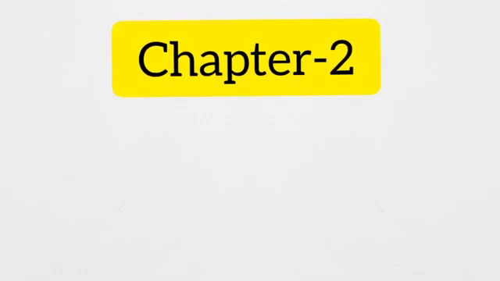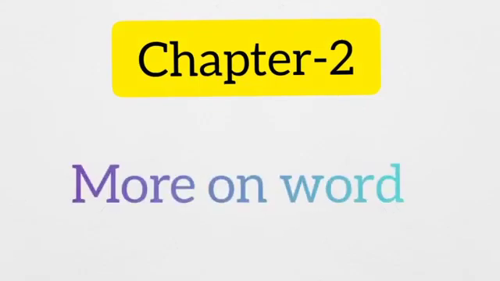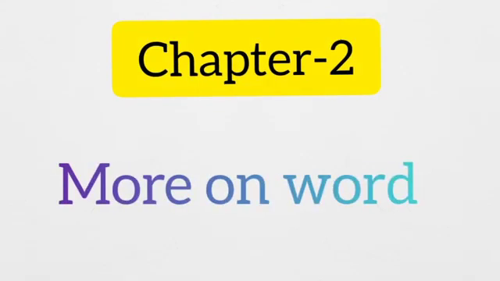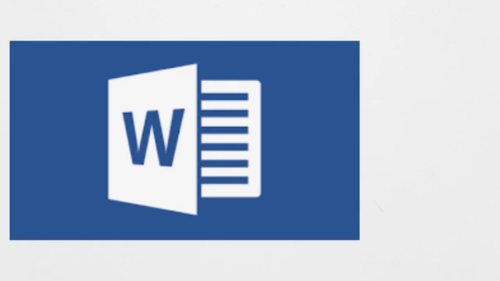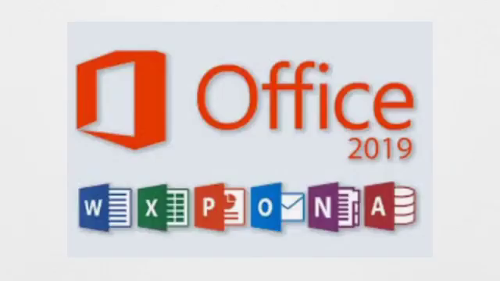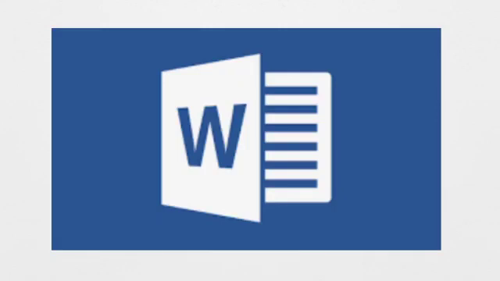So today we are going to start the second chapter of your computer book, that is more on Word. It's a part of Microsoft Word only. In short we say sometimes Word. You are already familiar with this software, Microsoft Word, which is part of Microsoft Office. Introduction of Microsoft Word you have already done in previous classes. So here we are going to discuss some more features of Microsoft Word.